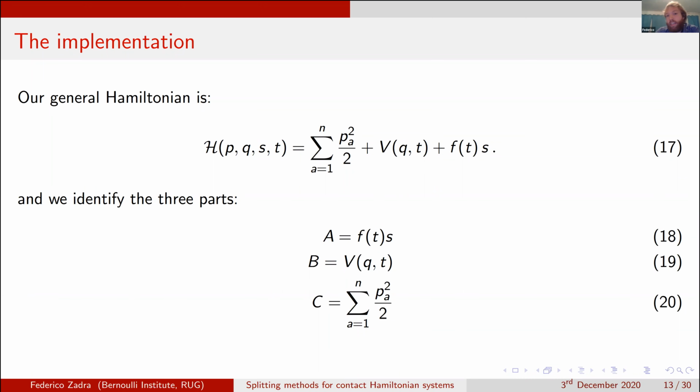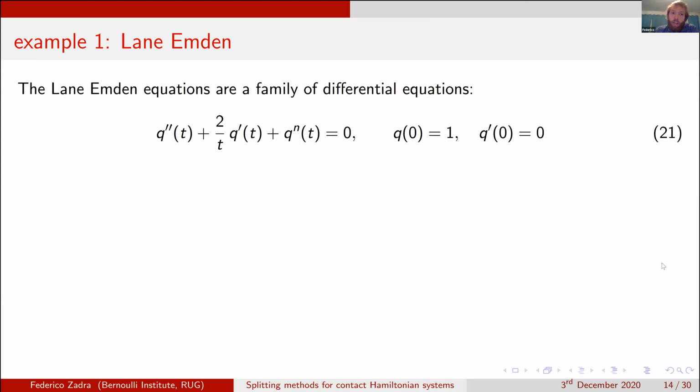We have already said that we have this Hamiltonian that will be split into the kinetic term, the potential term, and the damping term. In particular, we choose this combination of terms from 18 to 20. The first example now is the Lane-Emden equation, a static equation that describes the density of a self-gravitating gas that is in equilibrium. In particular, the quantity Q is this density, and t represents the distance from the center.